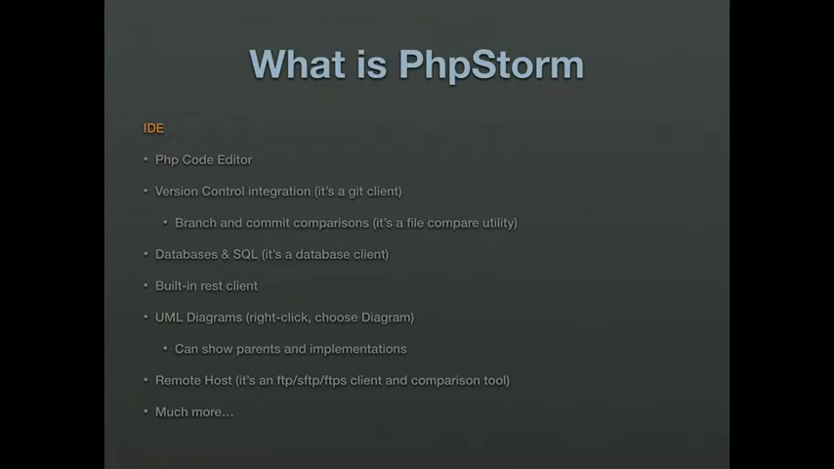You could create UML diagrams just by right-clicking and saying diagram, and then you could dive into the definitions of what you're looking at, see its parents, see what implements it. And it's also an FTP client to a remote host. So you could say that you're deploying from this remote host, and then you could compare your local files to what's on the remote. You could drag them down, push them up, and again, a lot more.